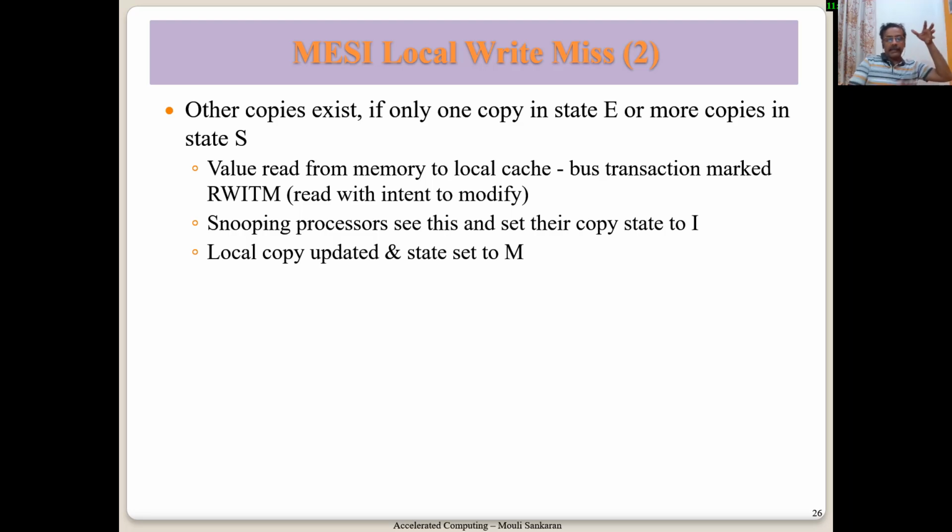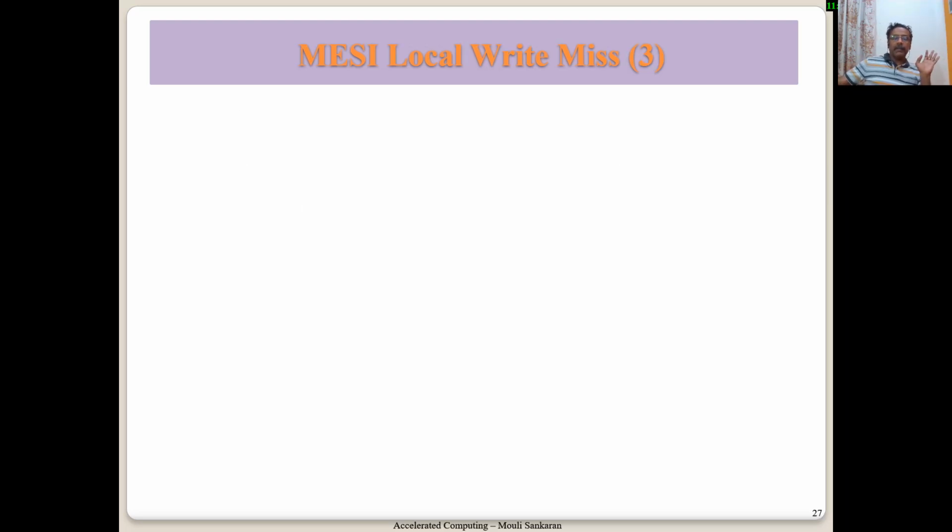Now your local copy is updated. You are getting the copy, reading from the memory, or it could be coming from the other places. It's same because all are available. You update it and make it into M. You take the value and then update it. Why do you have to do that? Because when you are writing, you may be writing a single particular byte or a word inside a block. But the modified state is with respect to the entire block. So you have to read the entire block and then modify the content which you are interested in. So local copy is updated and state set to M. That's all.